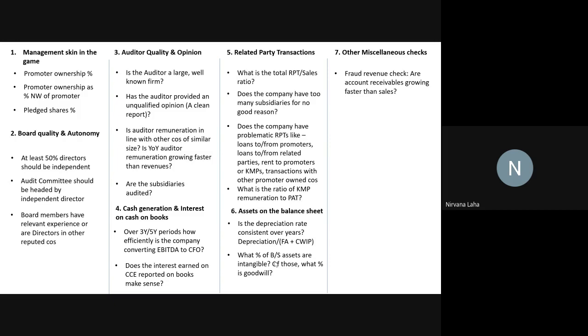Yeah, this can also be seen if the receivable days are going up very high, right? You can either check the growth rate of account receivables, or you can check the receivable days. If the receivable days are really going high, it means there's a chance of fraudulent revenues or irresponsible sales happening. Okay, what is the ratio of total contingent liability to net worth?